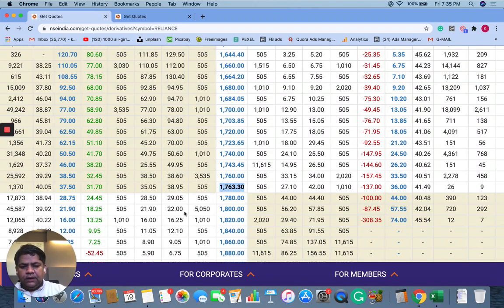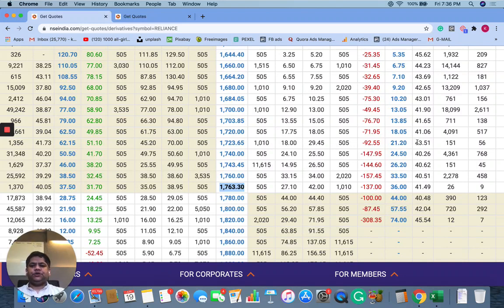So if you buy an 1800 rupees call option, you are buying an out of the money call. Why out of the money? Because it has to go first from 1763 to 1800 rupees, which is out of the current money, and that's why the strike price is higher than the underlying.